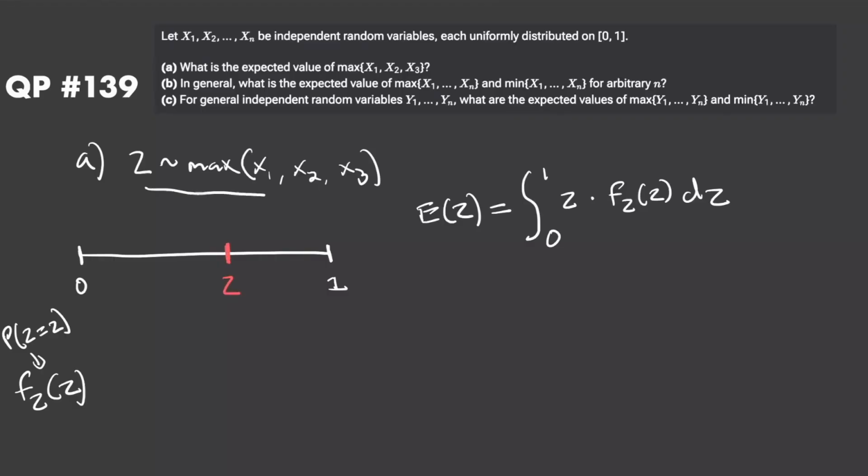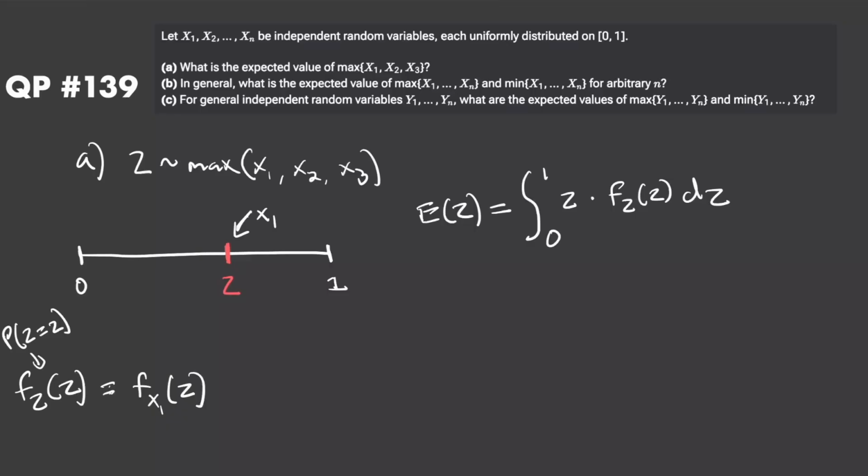Now, z is the maximum of x1, x2, and x3, so this must be one of those 3 values. Because z is going to be one and only one of either x1, x2, or x3, they fully partition our sample space, so we can use the law of total probability. So for our first case, let's assume that x1 is our maximum, right? So x1 takes this value of z, so what is the probability of that?